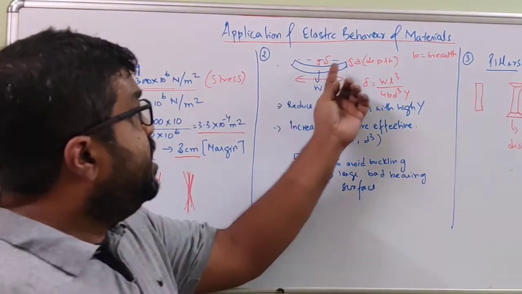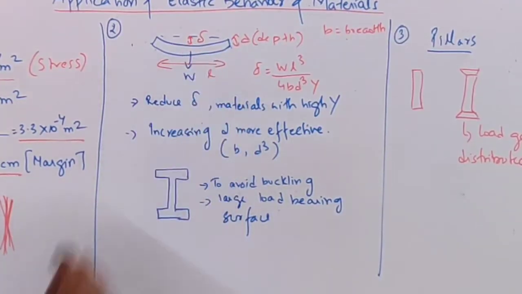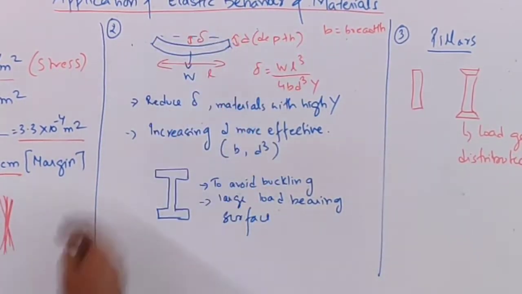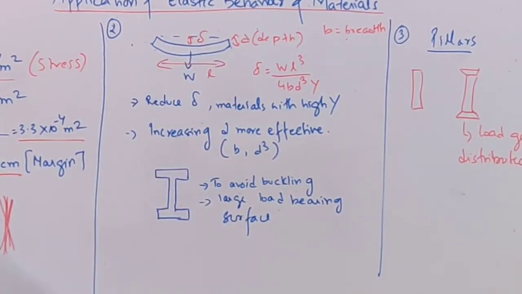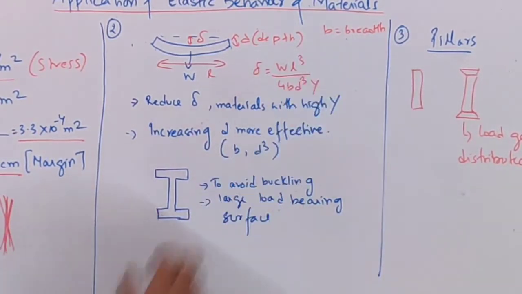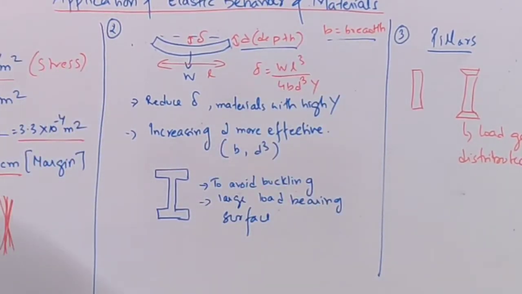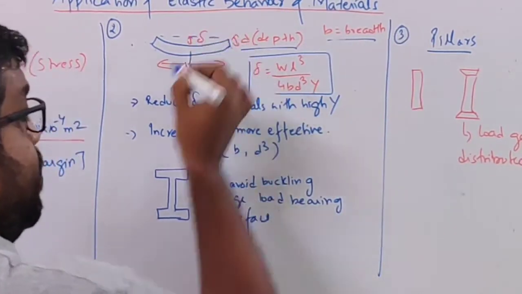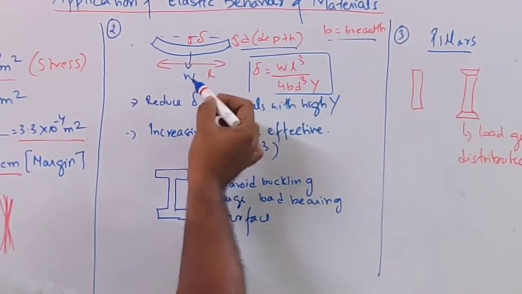Second example is the bending of a beam. Now this is a beam of length L and suppose the weight is W. The bending from the equilibrium position is delta. From this equilibrium position it has come down through delta. Now if D is the depth of the beam and B is the breadth, then the bending, delta, is given by the expression W L cube by 4 B D cube Y. So W is the load.